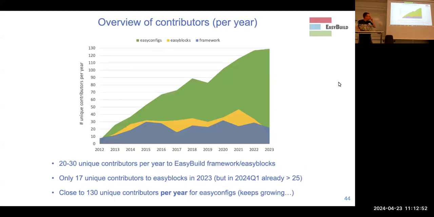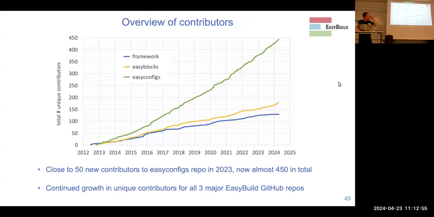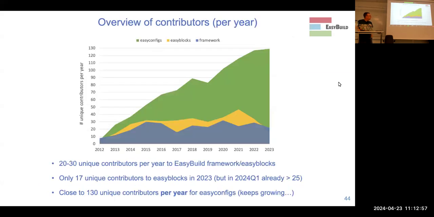This is okay. So this was in total unique contributors over time. This is unique contributors per year. So here you see for framework, we're talking about 20 people that open a pull request to framework per year, so who are confident enough to find their way. For EasyBlocks, that was at around 30 for a while. In 2023, that dropped a bit, even below framework. So we had fewer people, only 17, who opened a pull request to EasyBlocks.